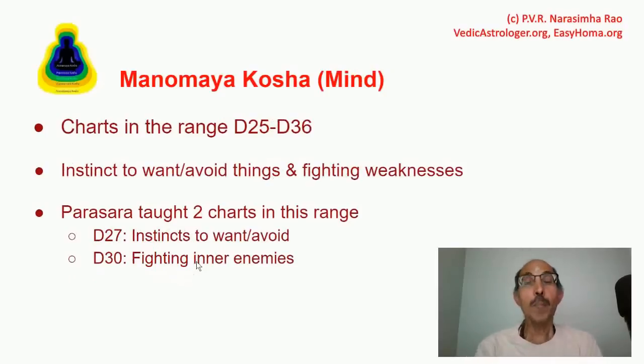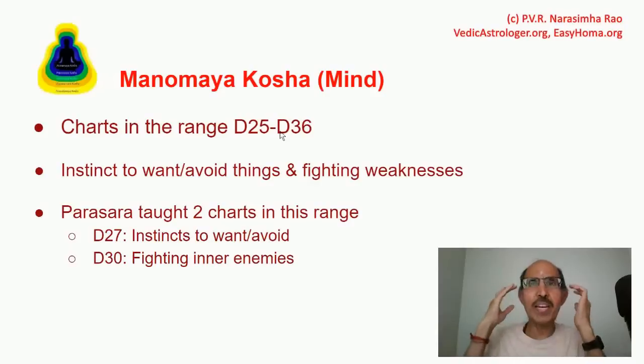Now, Manomaya Kosha is covered by charts in the range 25 to 36, as I said earlier. And mind is basically nothing but vasanas to cling to some things and to run away from some things. We have instinctually, subconsciously, we want certain things and we want to avoid certain things. We consider certain things as pleasurable and we consider certain other things as painful. So all those instincts to like, dislike, want, avoid, all those are captured by Manomaya Kosha.